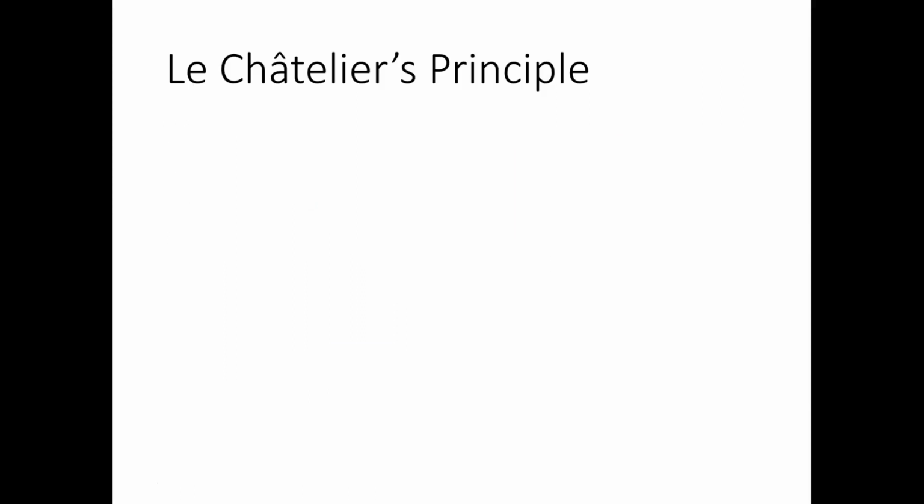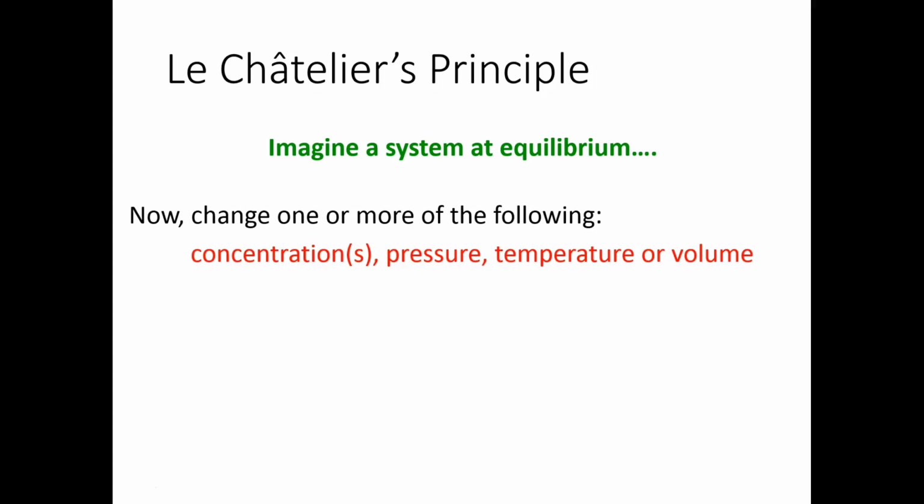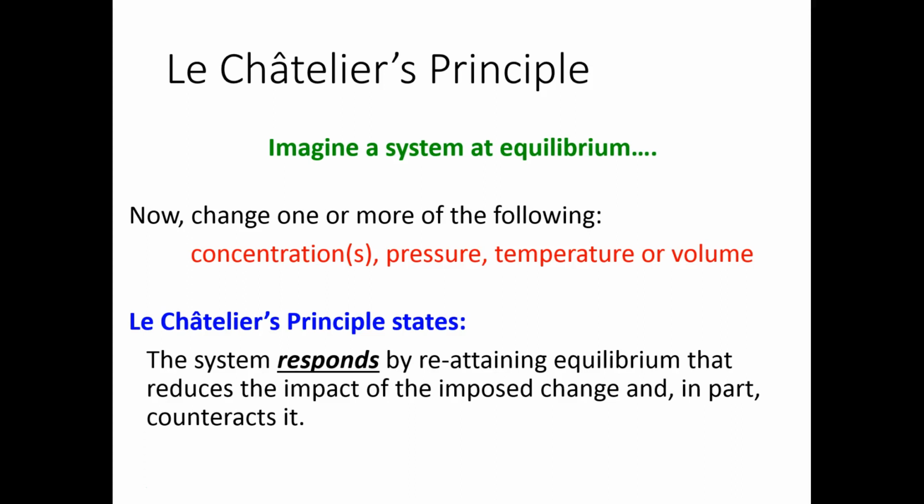Okay, finally, Le Chatelier's principle. So imagine a system at equilibrium. You've got a reaction, it's at equilibrium, you do something to it. You change one or more of the following. You change the concentrations, the pressures. Remember that changing the pressure for a gas is the same as changing the concentration. You change the temperature or the volume in some way. And Le Chatelier's principle is going to state that the system responds by reattaining equilibrium in a way that reduces the impact of the imposed change. So it's going to shift away from that change and counteract that change.